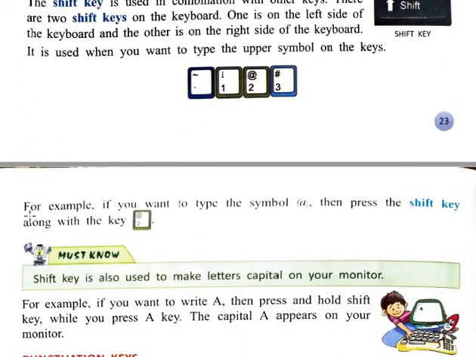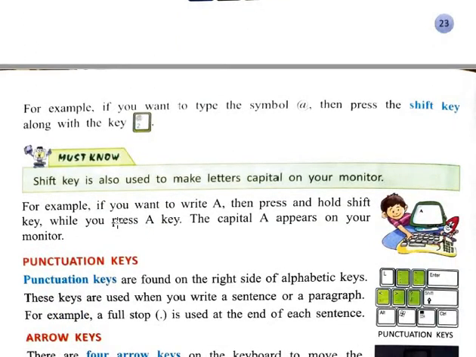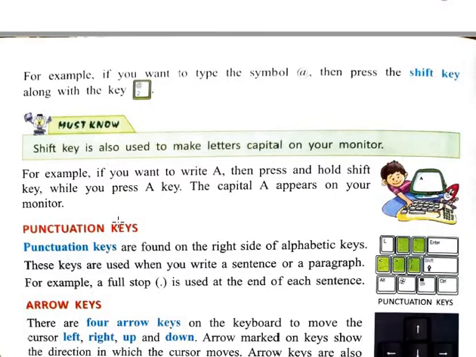For example, if you want to type the at the rate symbol, press the shift key along with the 2. So the at the rate symbol comes on your screen. The shift key is also used to make a letter capital on your computer. For example, if I want to write A, then press and hold the shift key while you are pressing the A key. The capital A appears on your monitor.